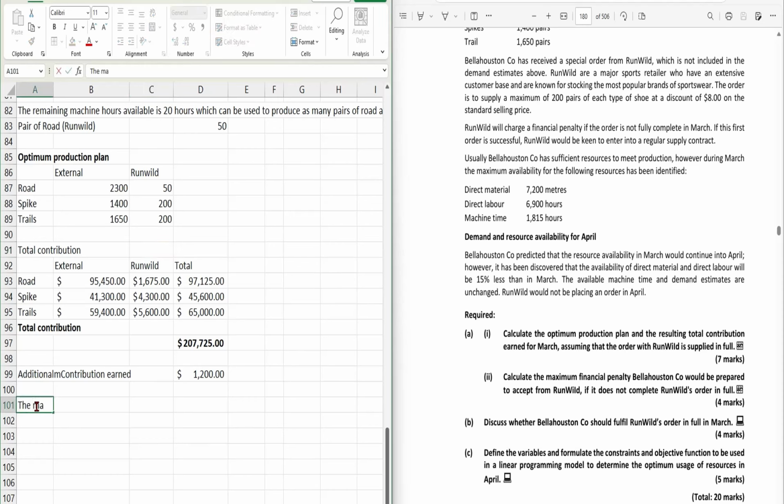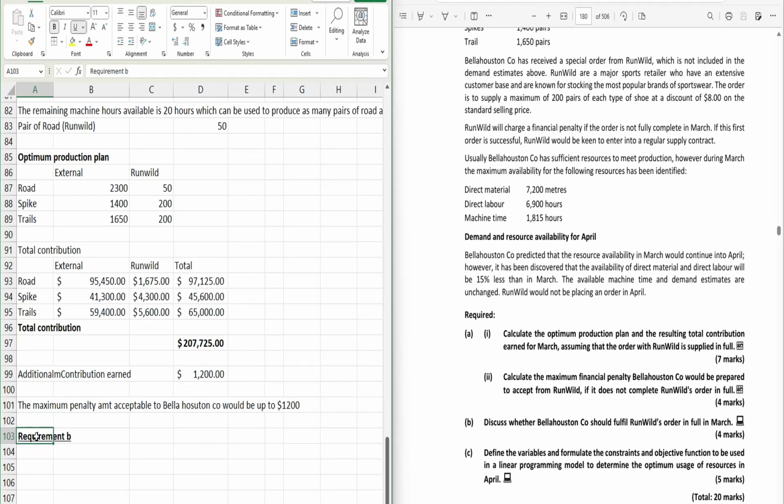So the maximum penalty amount acceptable to BellaHouseton Co. would be up to $1,200. So this is the way you can solve this kind of question. Now next question, that is requirement B. Requirement B. This is also a very good question.